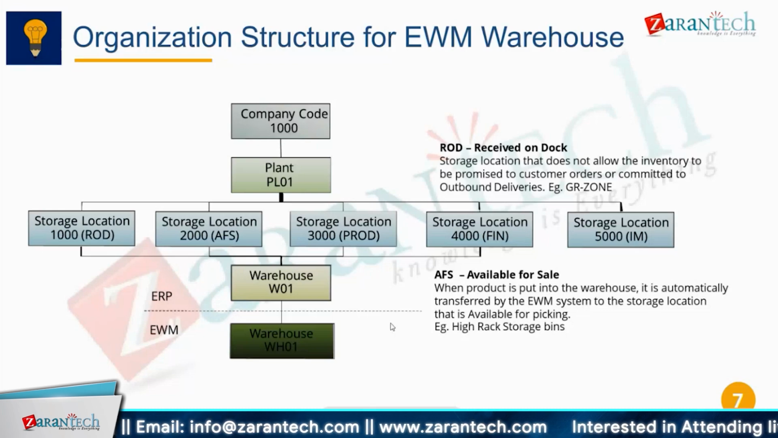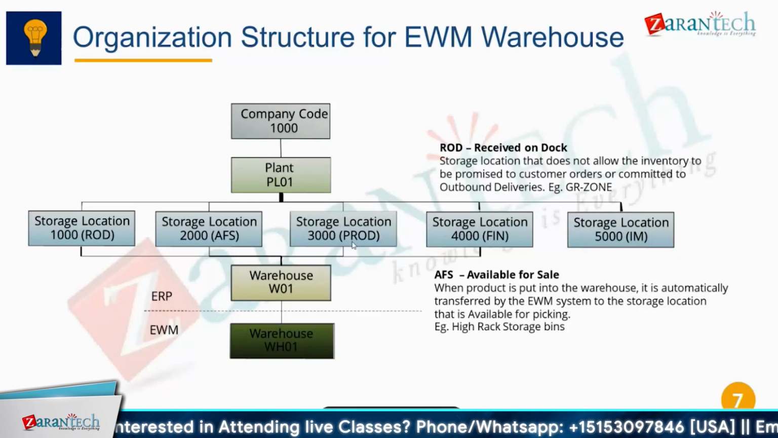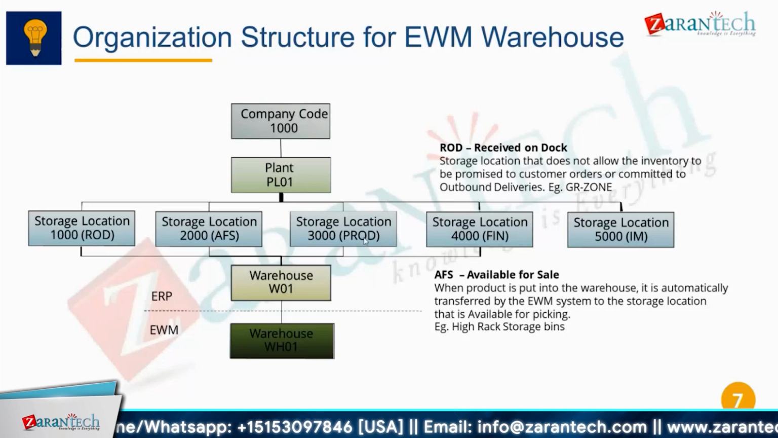Now, similar to this ROD and AFS, PROD is related to the production supply area. If a product is in a storage location which typically refers to a production supply area or a production storage area, then we mark it as PROD. I will be showing it in the example as well. So in the storage location or storage type, if it is moved to a PROD storage type, then we could consider it as a product or material which is for the production supply area.